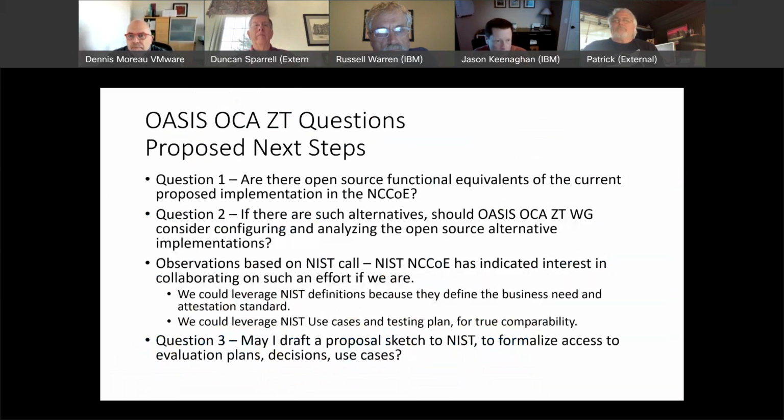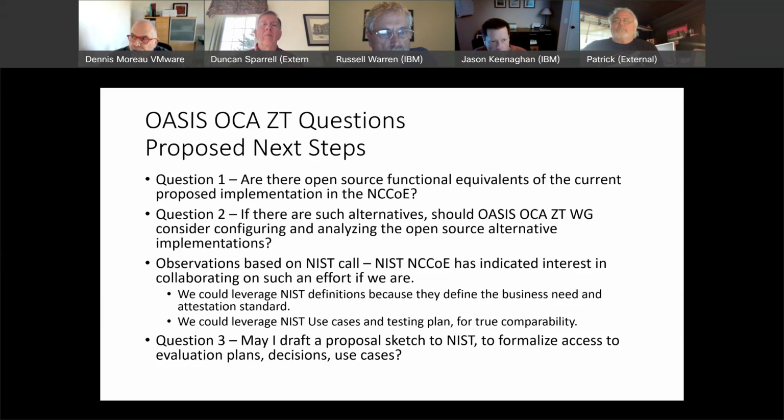So the first question, I think, for the group that may be a consequence of those observations is that I think it's worth the time to take that list of components that are going to make up these proposed implementations and try to identify, are there functional equivalents in open source? Things that do, for the purposes of zero trust implementation, analogous kinds of capability. I don't know the answer to that question, but I'd like to spend some time figuring it out.